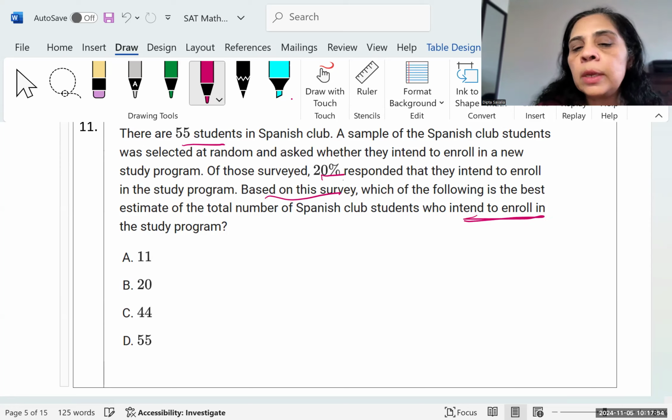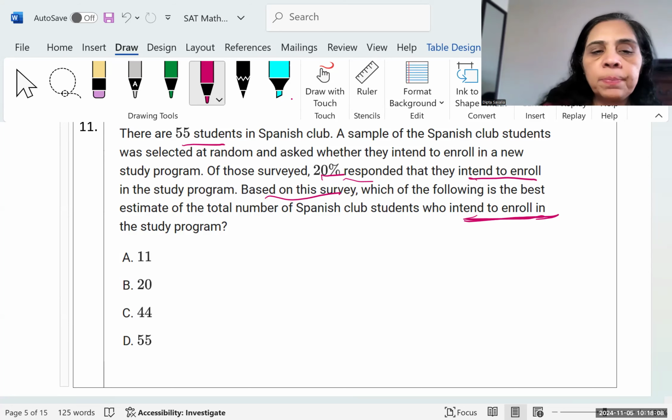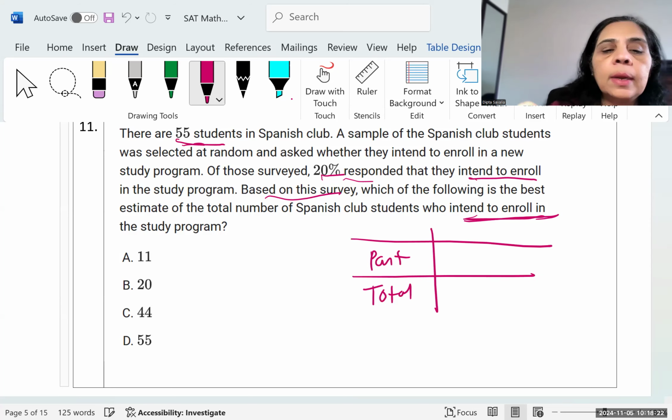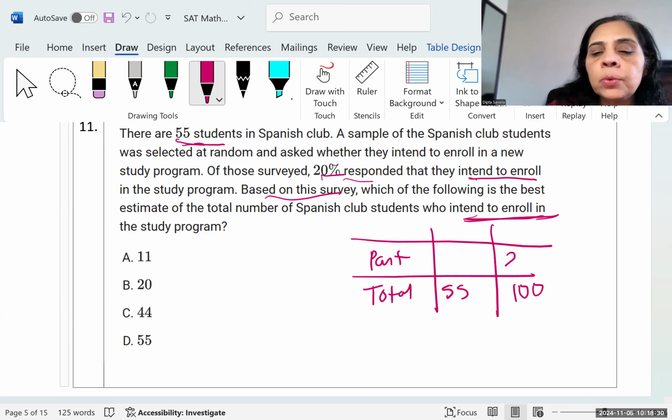So you match this. They give you 20% responded they intend to enroll. And the question is also how many students intend, right? Who intend to enroll in this program. And the total is 55. So what we are looking for is the part. So you can see here part in total. How many total students they have, right? Total students is 55, which is always 100%. 20% respond to enroll. So this we are looking for.